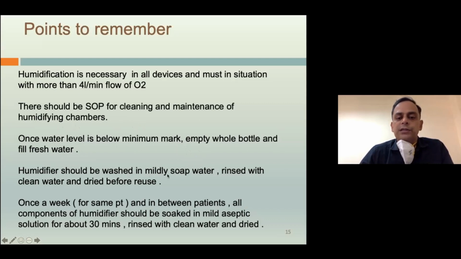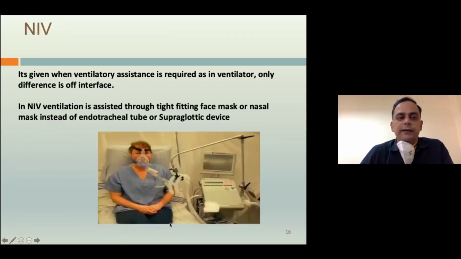Humidifier should be washed in mildly soapy water, rinsed with clean water, and dried before reuse. And once a week for the same patient and in between patients, all components of the humidifier should be soaked in mild antiseptic solution for about 30 minutes, rinsed with clean water and dried.